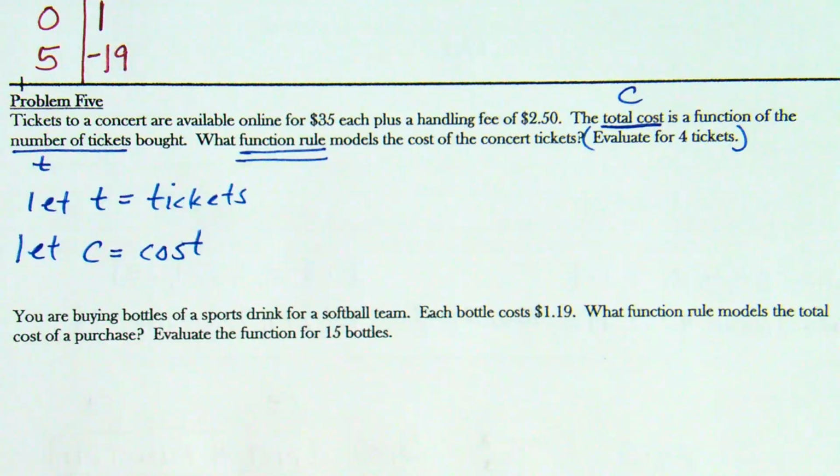Plus 250 times T equals C. Almost. What does the T have to multiply by? That's the question. Okay, so 35, we have to pay $35 each time we buy a ticket, right? So we have to have 35 times T. What about the 250? Am I paying 250 every ticket? 250. Okay, and it kind of depends on the problem, right? Because sometimes you do pay $250 for every ticket.